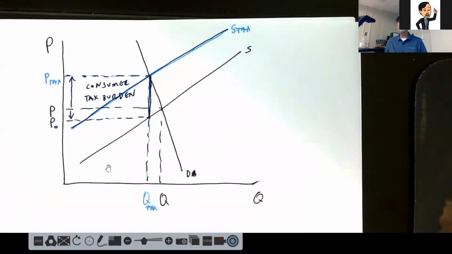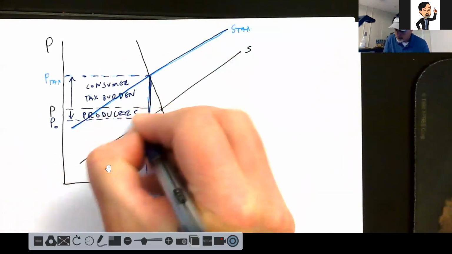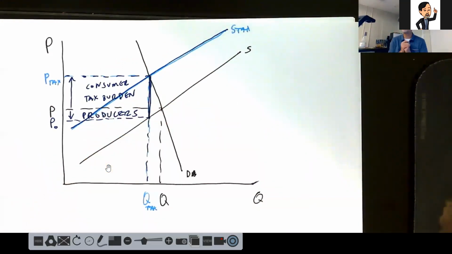And if the consumers are picking up part of this in the form of a higher price, who's picking up the rest? Producers. There's the producer's burden. Okay. So if you have an inelastic product that people are going to buy anyway, gasoline, insulin, you can tax those products because you can pass the tax on to the consumer pretty easily, and people are going to buy it anyway.